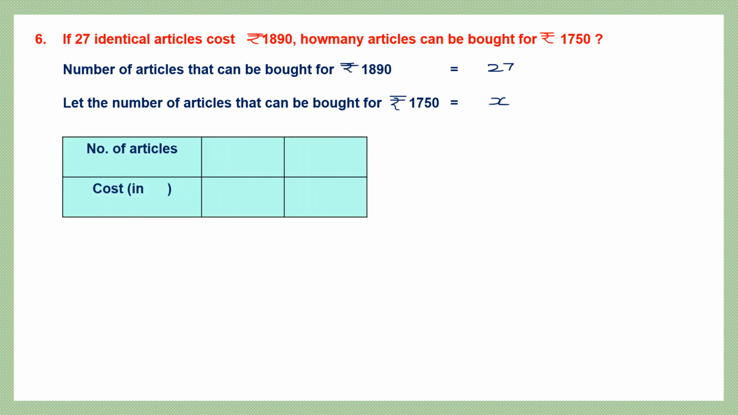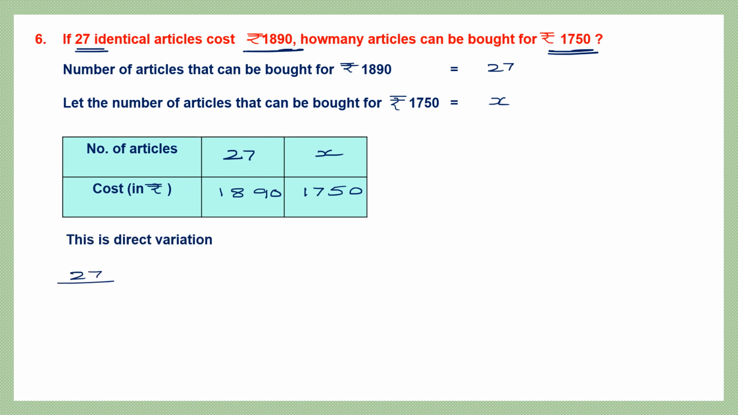So now let's get our table. So first we have 27 articles, and 1890 rupees. So cost in rupees, 1890. Then we have again the rupees here, so that is 1750. What is missing is the number of articles, where we will write x. So now this also is direct variation. So we can say 27 by 1890 is equal to x by 1750.